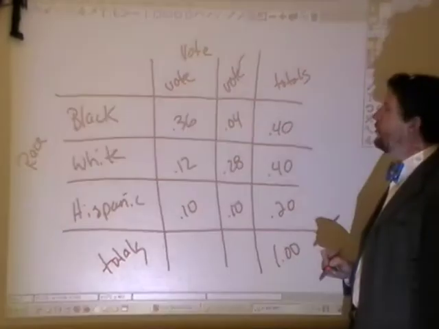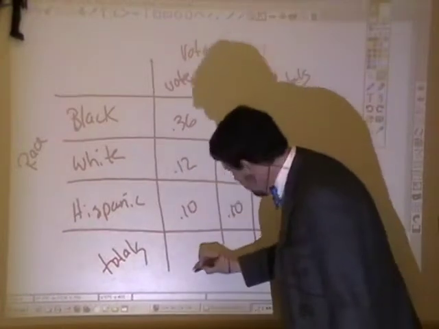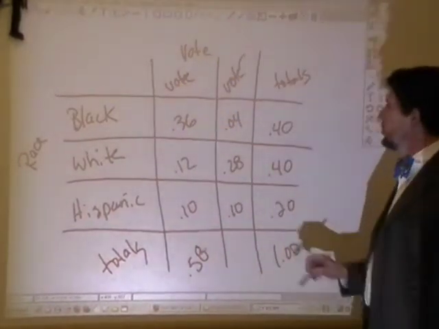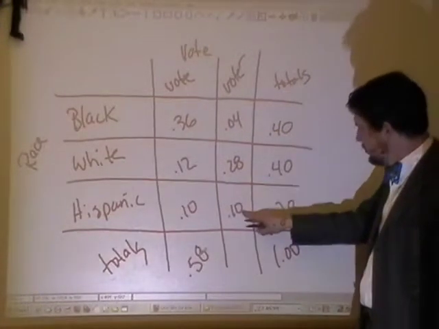Now, what is the total of votes he's going to get? Well, 0.36, 0.12, 0.10, that's 0.58. The non-voters: 0.04, 0.28, 0.10.